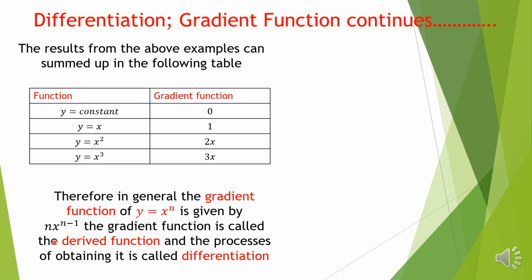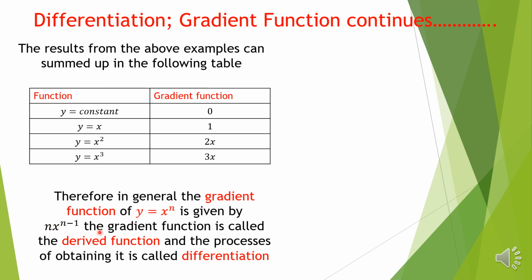And therefore, in general, the gradient function of y equals x^n is given by: you take n back here, multiply with the constant that is here, and then subtract 1 from the power, which now goes to nx^(n-1). So we've taken the power behind x and then subtracted 1 from the power, and therefore we get what we call the gradient function.